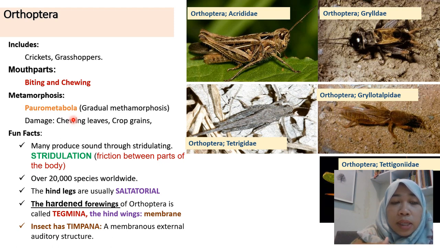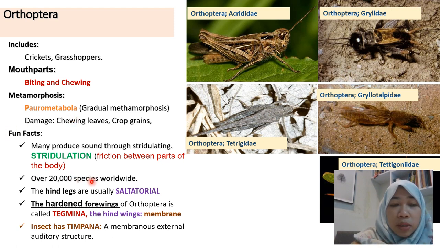Many of these insects produce sounds through stridulating. So they can produce the sound by stridulating. What is stridulating or stridulation? Stridulation is friction between parts of the body. Friction is gesekan, friction of parts of the body.